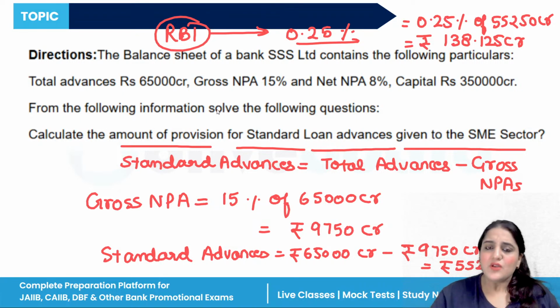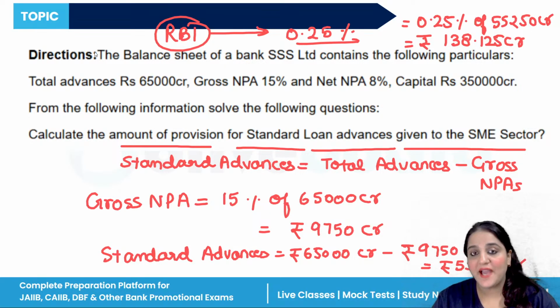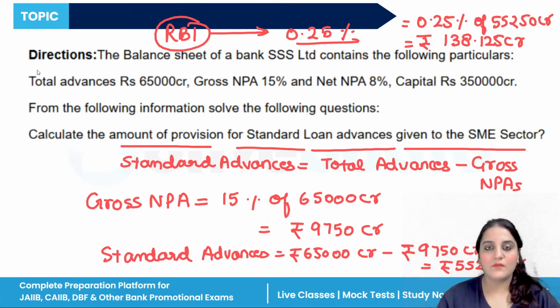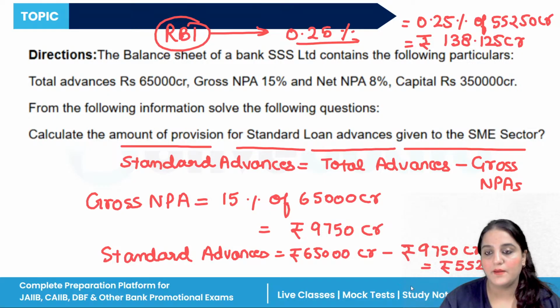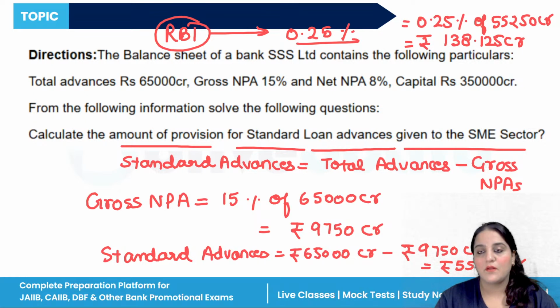Clear? So basically, here three things we should know. First, what is the importance of these standard provisions? What are the RBI guidelines? And second thing is formulas. Got it? I hope that it is clear. You can see the full solution, right? Next question. Let's move to the next question.